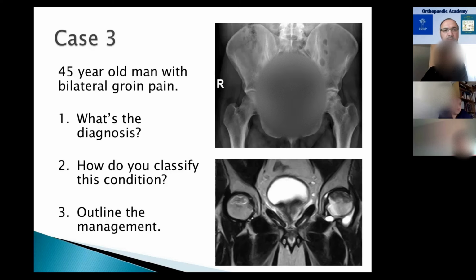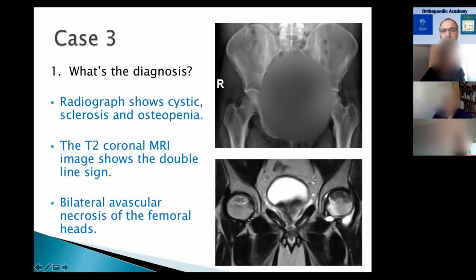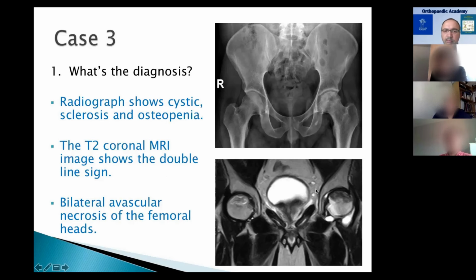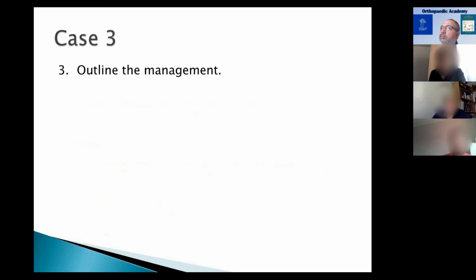Great. Right. We better get through the answers. So you started off well. You did the diagnosis. You mentioned the changes on the radiographs. Quickly mention it's a T2 coronal MRI. Okay, and you can see the double line sign, and this is all consistent with avascular necrosis. So classification, you rattled through this quite well. I think you covered that quite well, which is good. I don't think I had any major issues with what you said about that one.